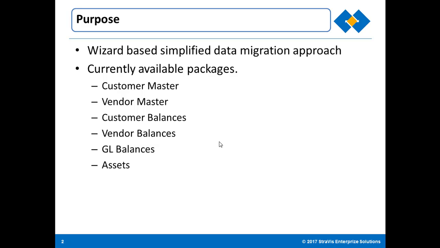The SAP S/4HANA packages support a limited set of data migration objects, with support for additional objects planned for later inclusion. For example, we can upload customer master data, vendor master data, customer balance upload, vendor balance upload, GL balance, assets, and there are many more master data uploads which are available in the cockpit.